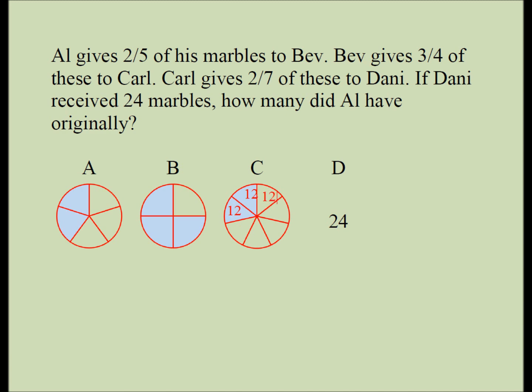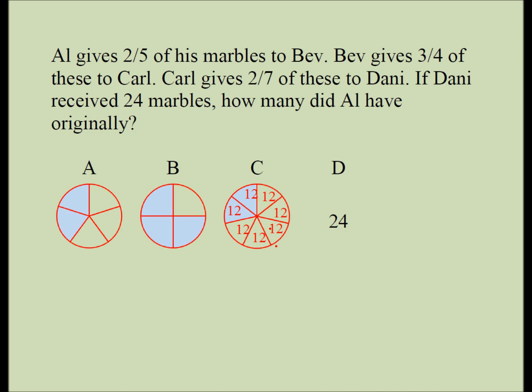So let's write 12. 12 again. 12 again. 12. Now that tells me when you add all these 12s, 1, 2, 3, 4, 5, 6, 7. 7 times 12 is 84, so Carl must have received 84 marbles.